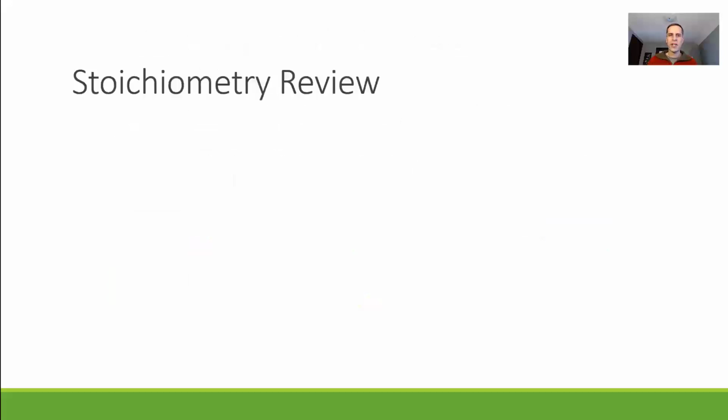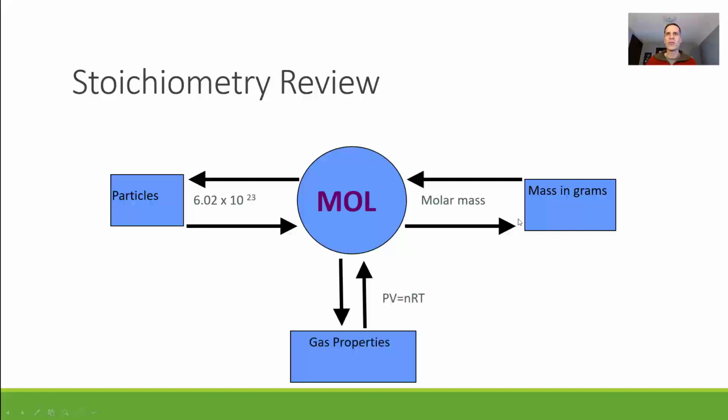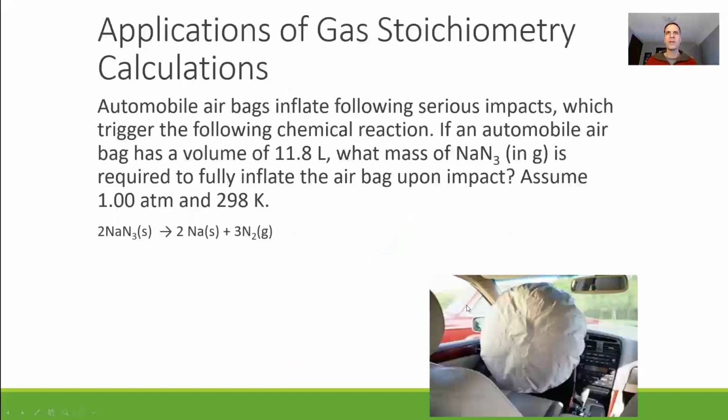So if we think about our stoichiometry just a little bit here, we already know that we can take the number of particles and we can get to moles. We can take the mass in grams, we can get to moles. We've been doing both of those quite a bit. Molarity sometimes we use to get to moles as well. Well, all we're really doing is just adding in one more way to be able to do that. We're adding in gas properties and using PV equals nRT as a way to do that. So let's see if we can take this for a little bit of a spin.